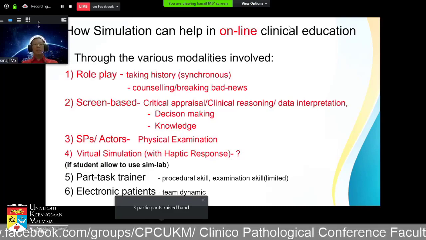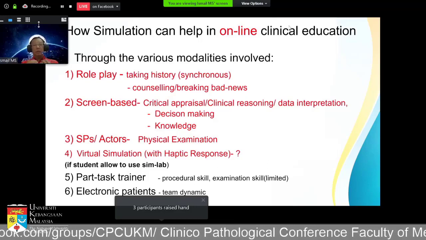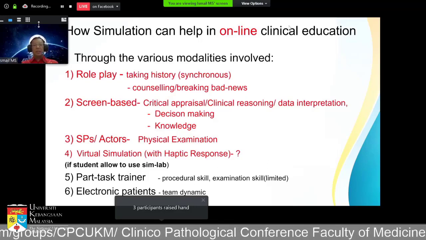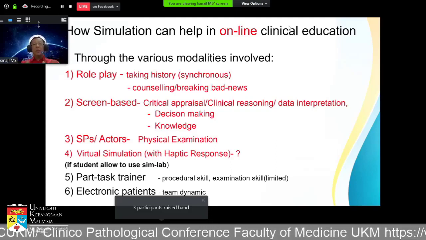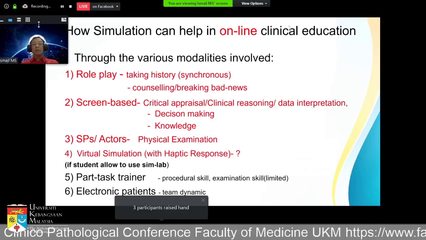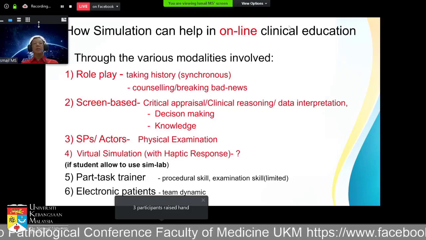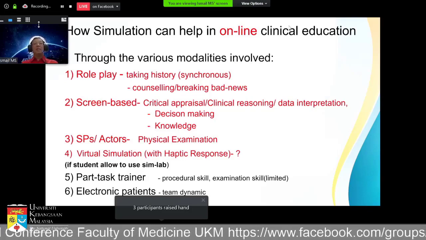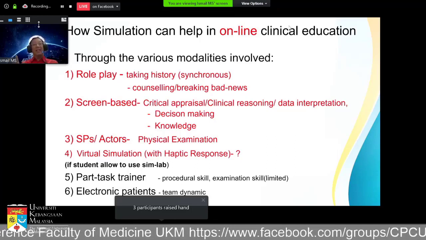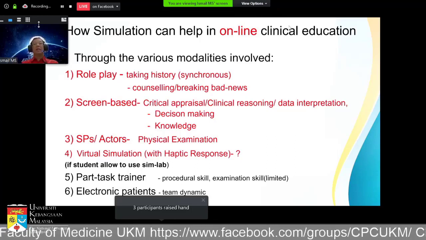Screen-based simulations with computers, we can do critical appraisal, clinical reasoning, data interpretation, and also decision making. On top of that, screen-based can also be used just to impart knowledge. ASPs, standardized patients or actors, can be used in physical examination.